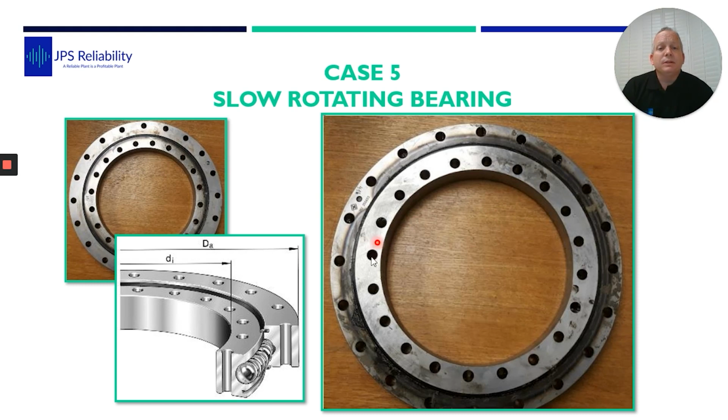This is the 4-point contact bearing, so you can have the outer and inner race rotate. These marks here are actually part of the manufacturing process. It wasn't damage from the bearing. In this particular case, we have the slurry pot bolted to the middle, and the outer race is stationary and the inner race rotates.